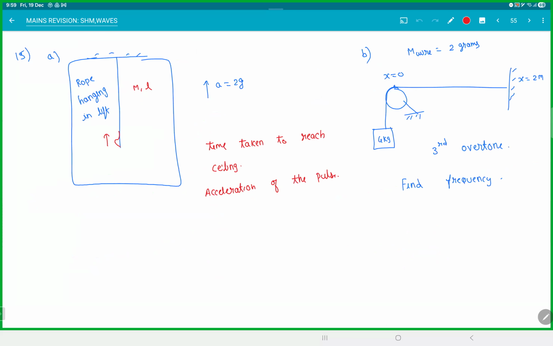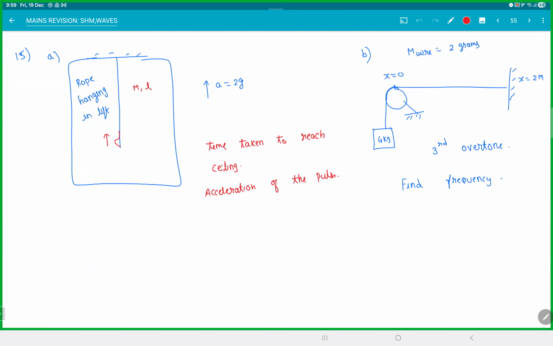Let's get this thing. We have a lift which is going up with 2g. Inside there is a rope which is hanging. Mass m, length L. If you generate a pulse at the bottom, find the time taken to reach the ceiling, find the acceleration of the pulse. We have a string here, mass is 2 grams, length is 2 meters, 4 kg block, third overtone, find the frequency.